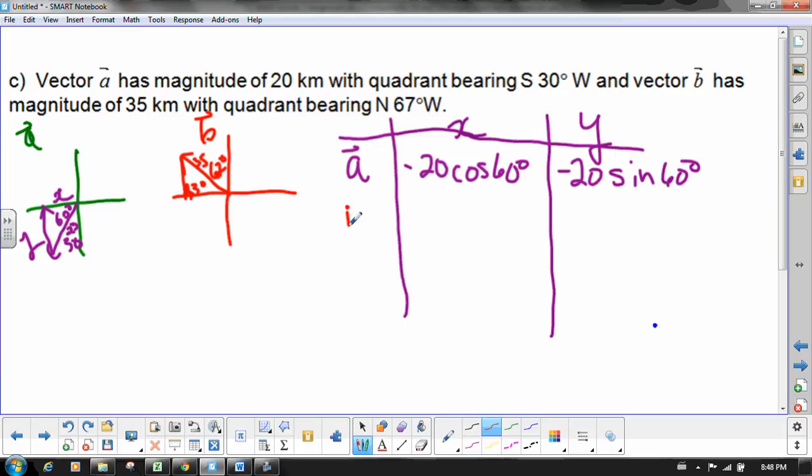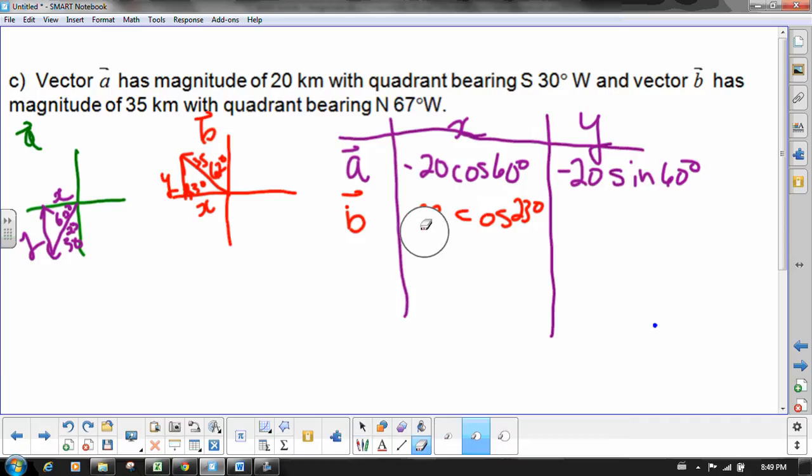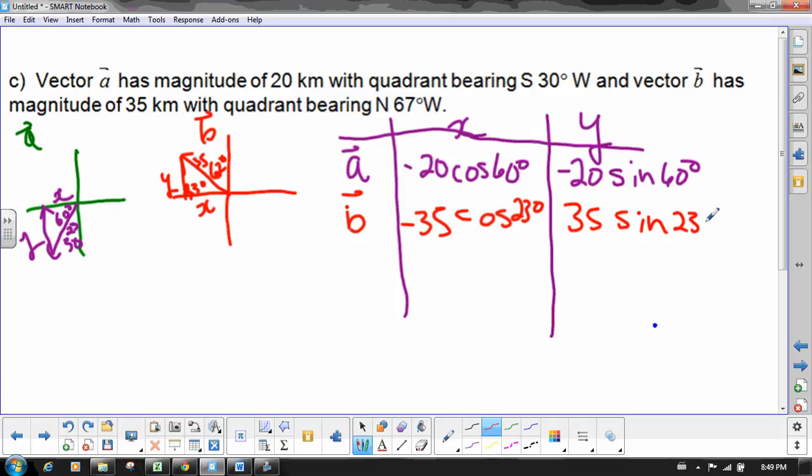When I do vector B, same process. When I look at x, the angle that we're going to be working with is going to be 23 degrees. And again, that value is going to be negative. So negative 35 cosine of 23 degrees. So that's the x. Now in this case, the y is positive because we're above the axes. And if you want to think about it, sine is positive in that quadrant. So we're going to have, whoops, that value shouldn't be 23. This number right here is actually 35. This will be 35 sine of 23 degrees.